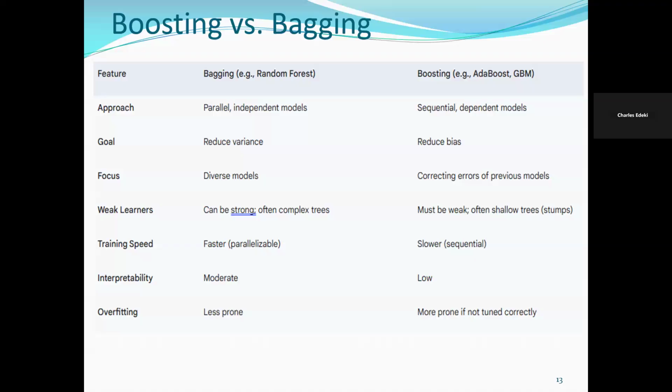Interpretability: moderate. I thought both of them should be low, but they say bagging is moderate and boosting is low. Overfitting: bagging is less prone to overfitting, but boosting is more prone, if the tuning of the hyperparameters we talked about in the last session is not done correctly. That can lead to an overfitting issue. Let's wait a few seconds in case of any question.